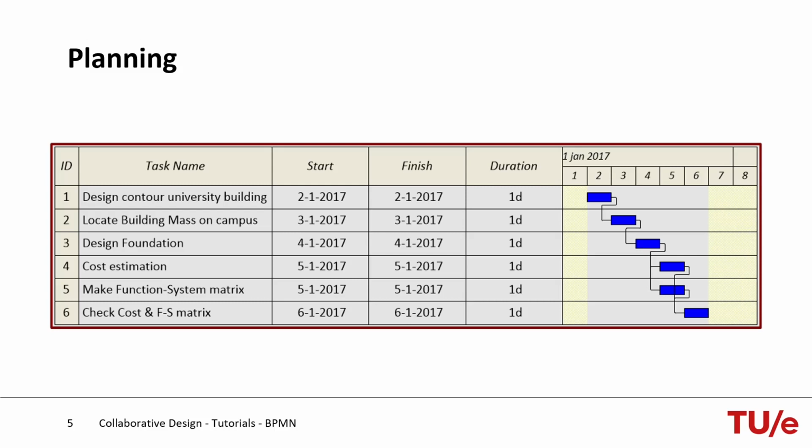You also will have to make a planning. Of course here we find the same tasks. And for each task you will determine how much time you need. So, in this simple example, each task takes exactly 1 day. And in the schema, you can also see how these tasks are connected. So which task is dependent on the input of another task.